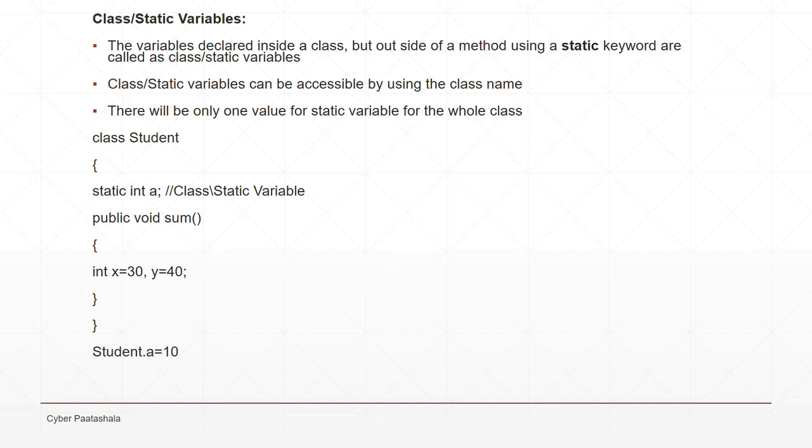If you see here, the variable a is declared inside the Student class, and I also prefixed that variable with the static keyword to make it a class or static variable. If you want to access this static variable, you should use the class name. So here I am using the class name Student.a. Here Student is my class name and a is my static variable, and I am assigning the value 10 to the variable a. This 10 value is the same for the whole class.